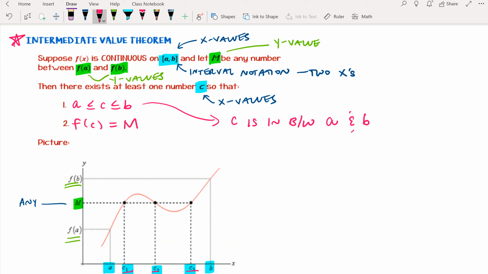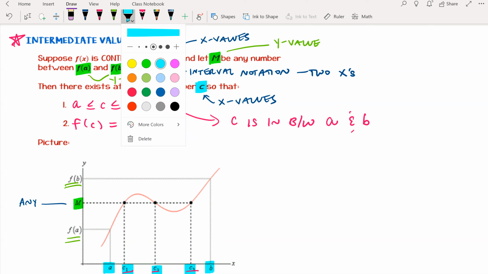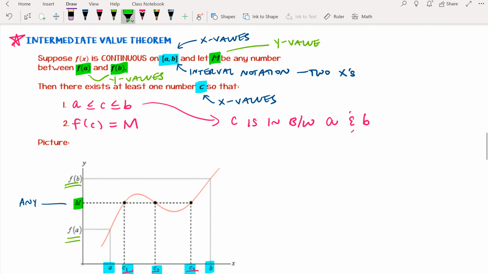Okay, f of c. Is that an x value or a y value? Put it in the box. f of c, x value or y value?